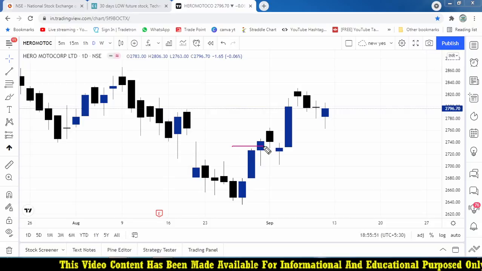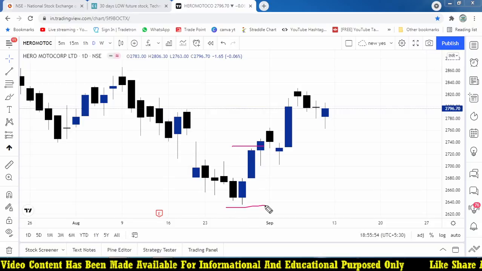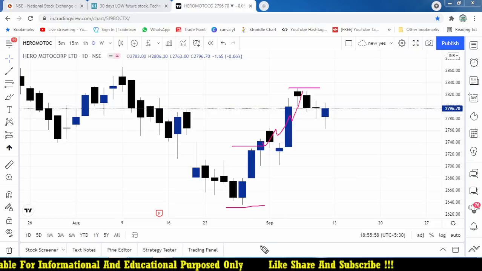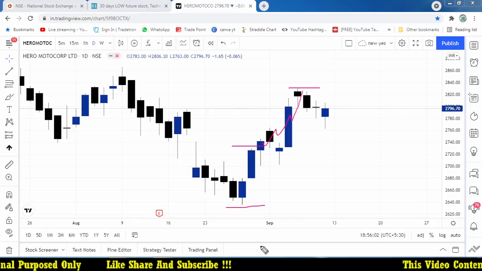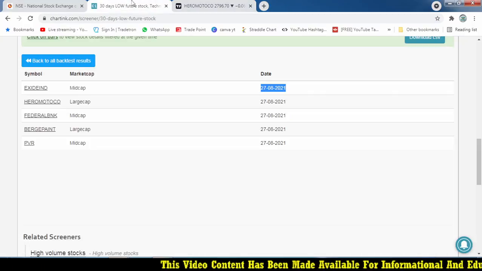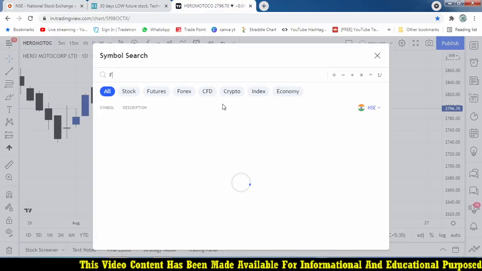Here I'm going to take the buy opportunity. This is the stop loss. After that, the market reached a higher level. Hope you got it. This is a simple method which will give you such a great opportunity where I'm going to plan a trade. And the third stocks, Federal Bank and Berger Paints.